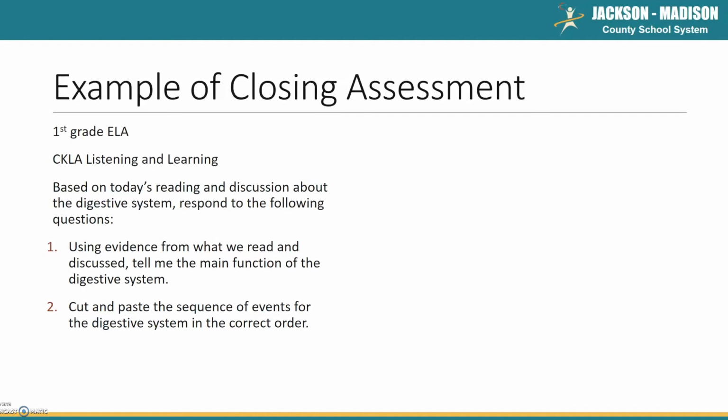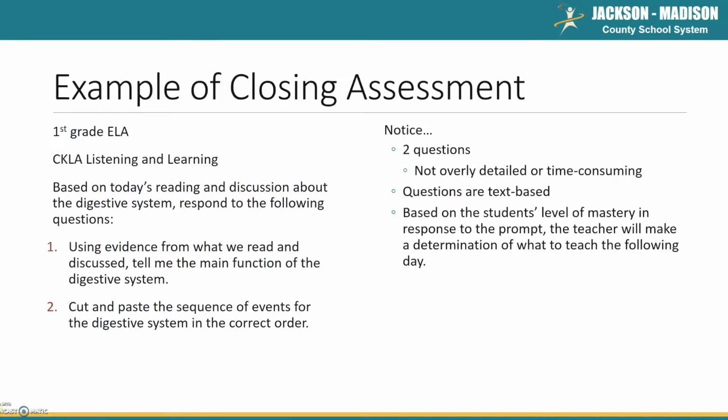This is a first grade ELA lesson from the Core Knowledge Listening and Learning strand. Based on today's reading and discussion about the digestive system, students will respond to the 2 questions. The 2 questions will assess if students mastered the essential understanding from today's read aloud. Notice there are 2 questions which are not overly detailed or time-consuming. Both questions are text-based and require students to apply their knowledge of the digestive system.